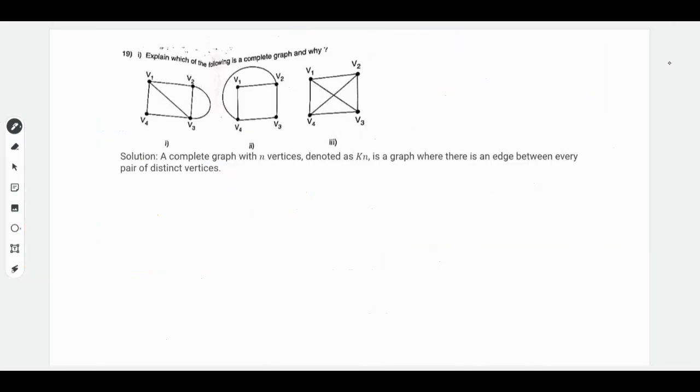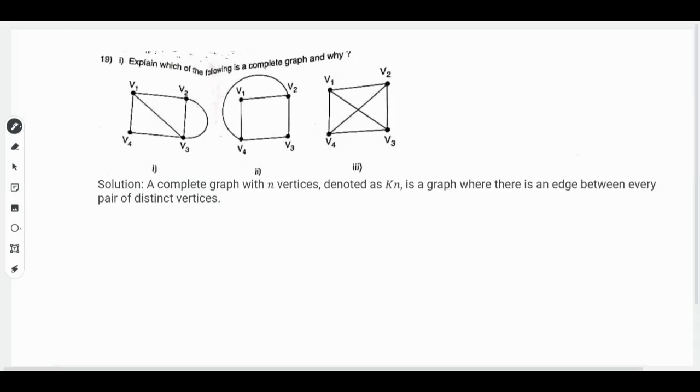Moving on with the next question, we have, explain which of the following is a complete graph and why. Now what is meant by complete graph? A complete graph with n vertices, denoted as Kn, is a graph where there is an edge between every pair of distinct vertices. So every vertex should have an edge connected to each other. Then it is called a complete graph.